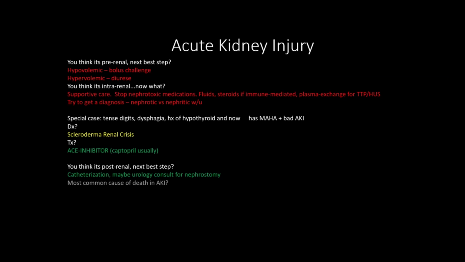Also kind of a niche question: what's the most common cause of death in AKI? In an AKI, is it infection? It is still infection, which I always wondered about. But yes, infection due to impaired humoral and cellular immunity associated with decreased renal function. I wonder how many people get septic and have an AKI with that, and it ends up being the syndrome of multi-organ failure. But in general, if they ask you the most common cause of death in AKI, it is infection.